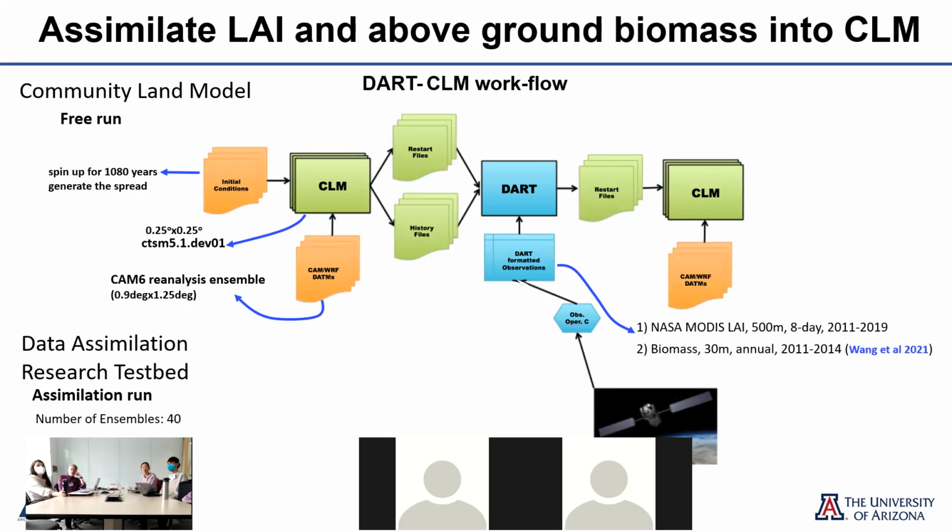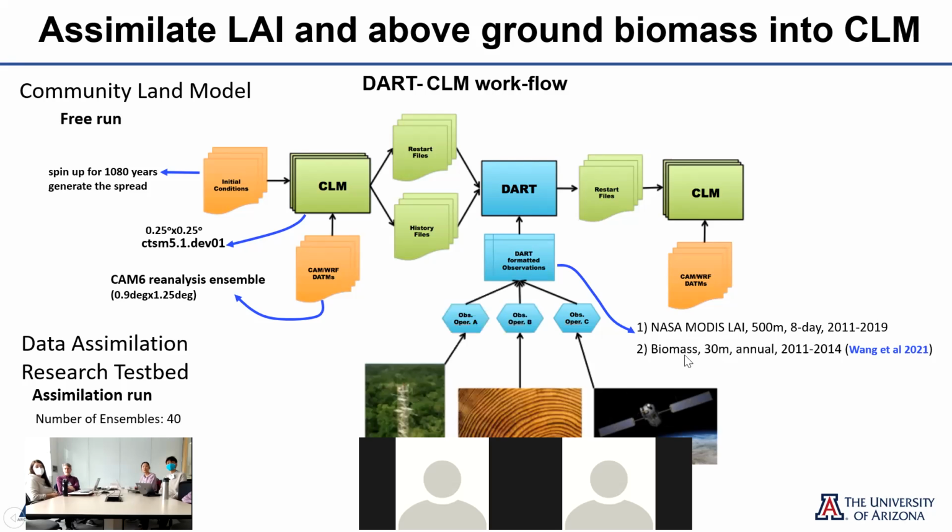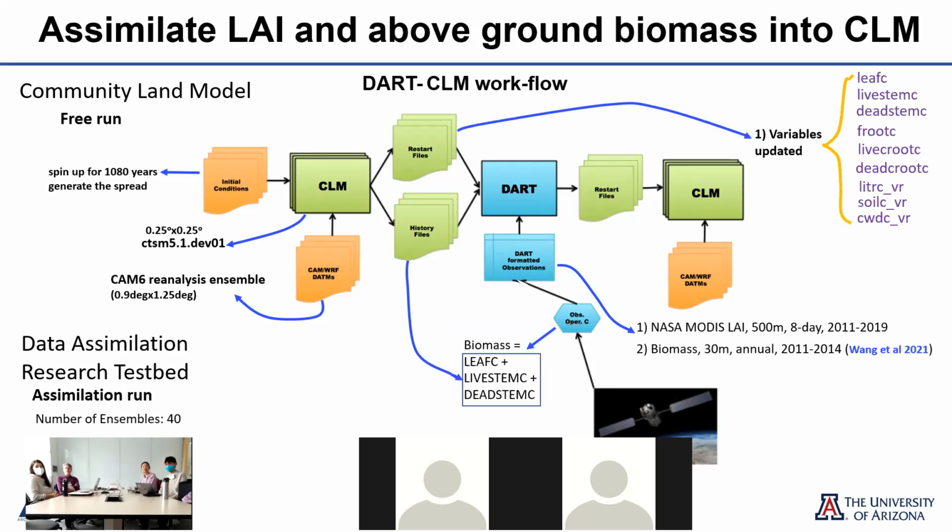Okay, thanks. On the side of data assimilation, we assimilate two observation types. One is MODIS LAI, and the other is one above ground biomass observation data set. In the restart file of CLM, we update all the vegetation carbon pools and the decomposition carbon pools according to the correlation in the assimilation. We also have some other settings for the data assimilation system.